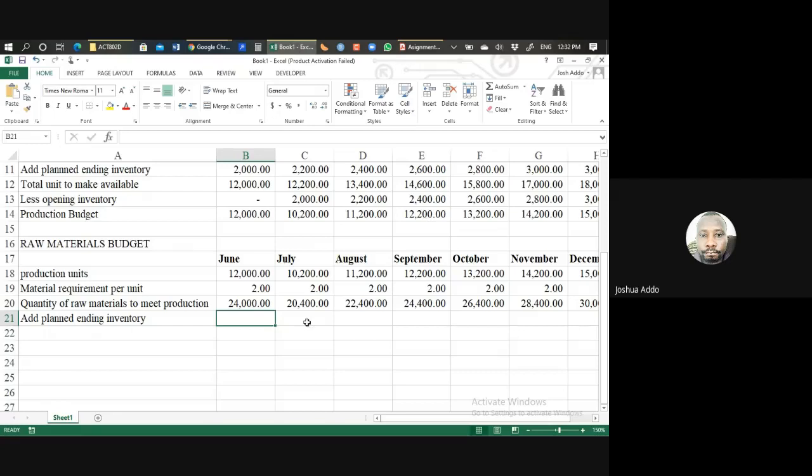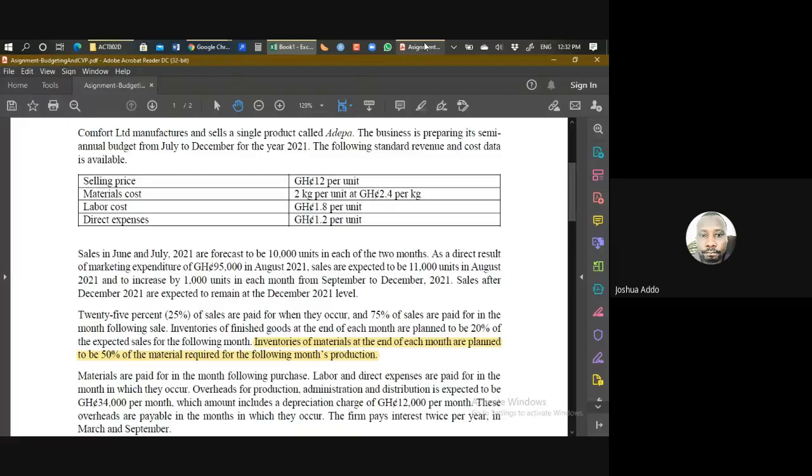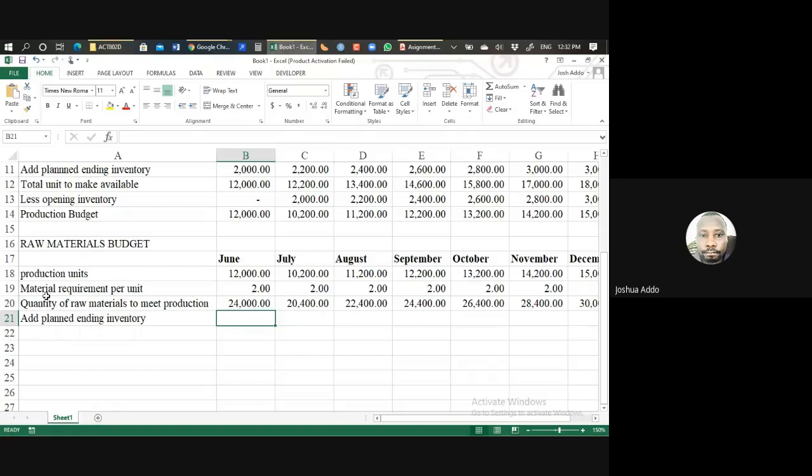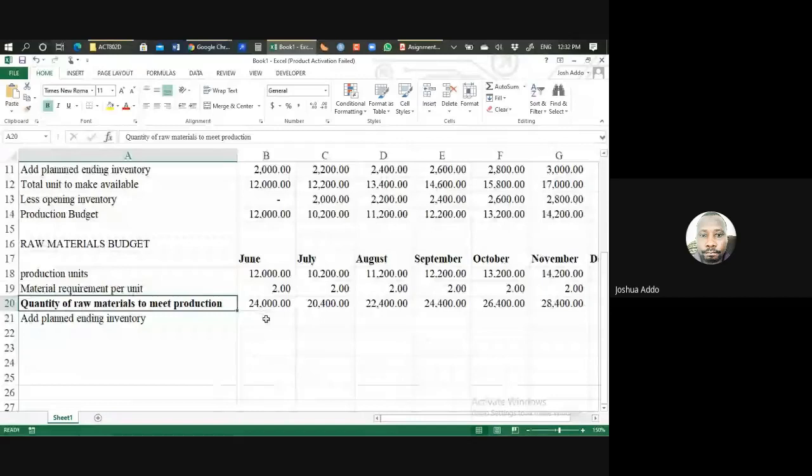So we say that the planned ending inventory for June, we were not given any figures for May. They would have done 50% of May's materials requirements. Let's read that portion again. Inventories of raw material at the end of each month are planned to be 50% of the material required for the following month's production. This is the materials required for the production of each month.